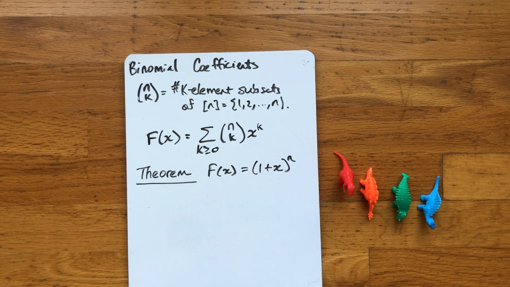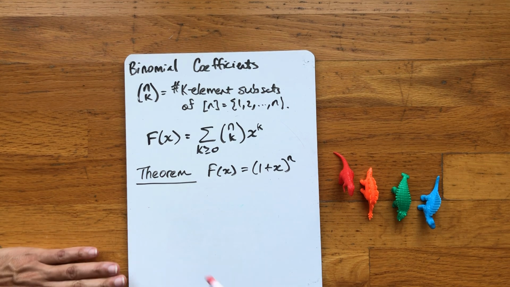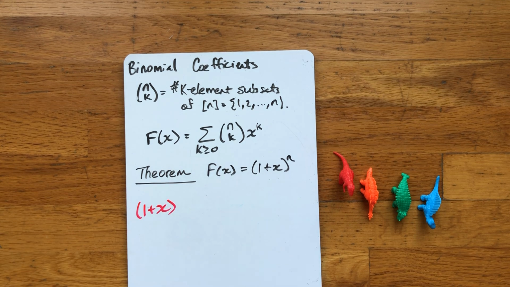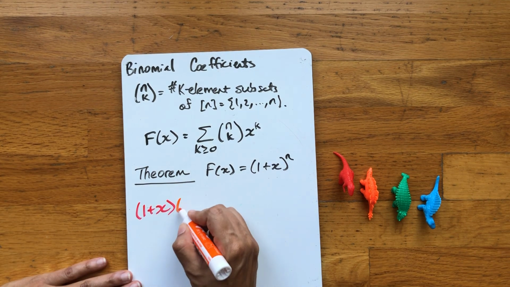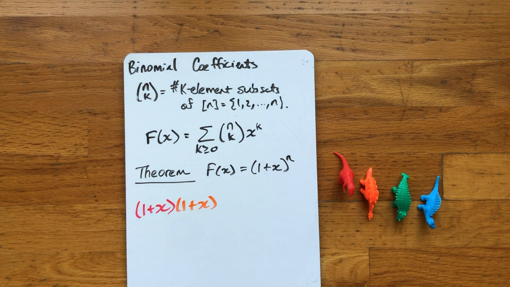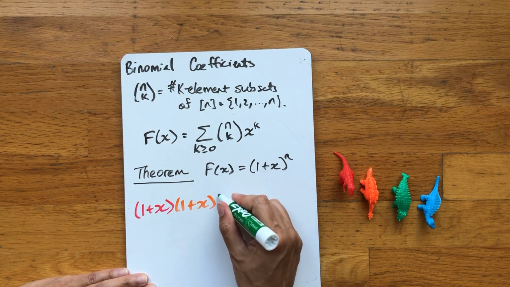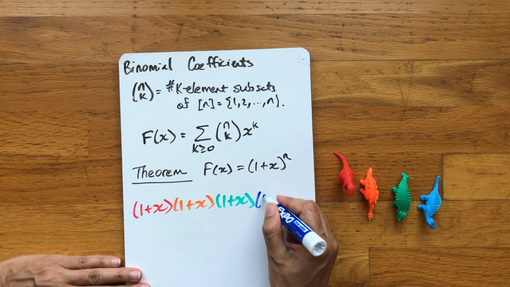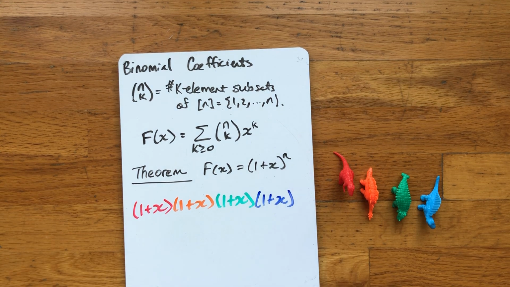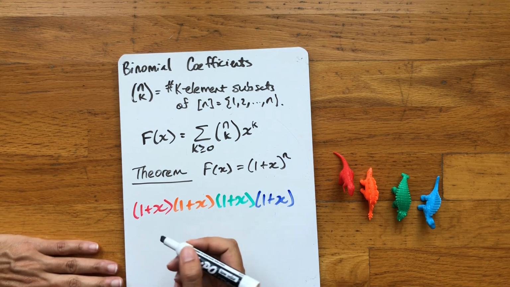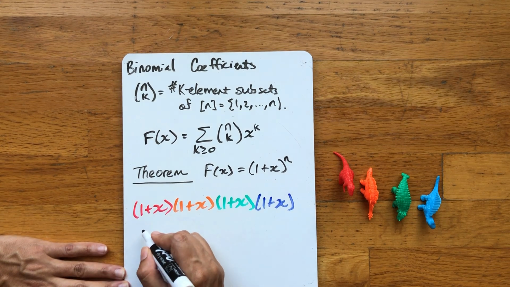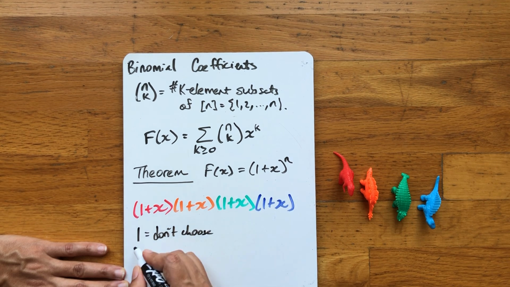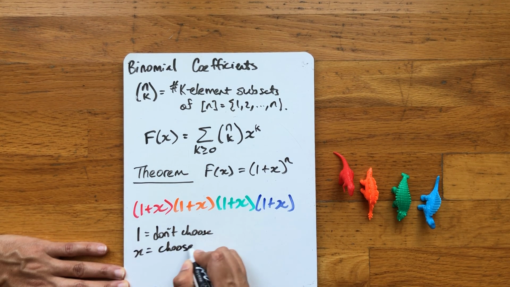Okay, so when n equals 4, we have 4 choices to make. We can choose the red dinosaur or not. We can choose the orange dinosaur or not. We can choose the green dinosaur or not. And we can choose the blue dinosaur or not. So here, what we're going to say is 1 equals don't take it, and x equals choose. Okay?